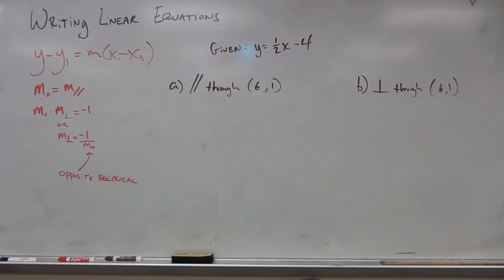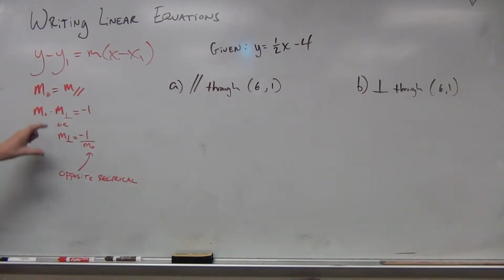Given a linear equation, we can find the equation of a line that passes through a given point and is parallel to the original line, or a line that passes through another point and is perpendicular to the original line. And so we'll talk a little bit about the fact that parallel lines have the same slope. So the original slope is equal to the slope of the parallel line.